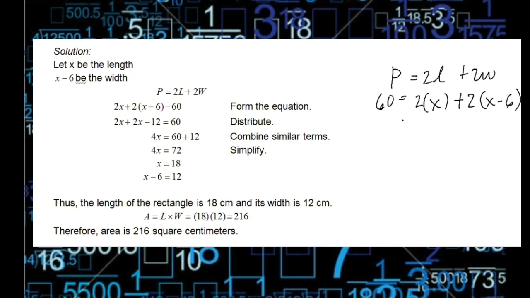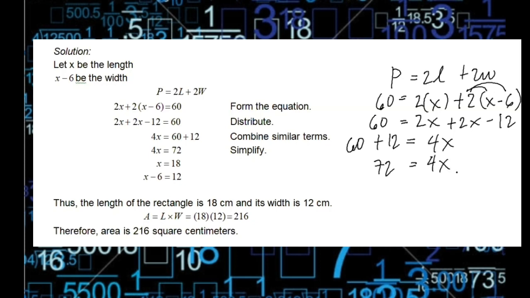Let's solve for x. So, 60 equals 2x, distribute 2 times x, positive 2x, 2 times negative 6, negative 12. Then, combine x. Right side na lang, kasi nandun naman eh. 2x plus 2x, 4x. 60. Then, yung negative 12 lipat sa kaliwa, magiging positive doon. So, 72 na siya dito sa kaliwa. 4x, divide both sides by 4. Then, x now is equal to 18.